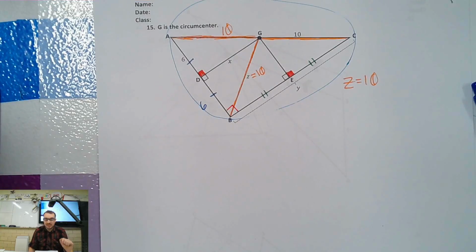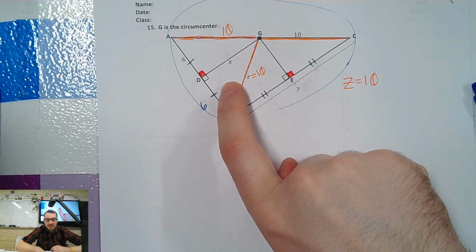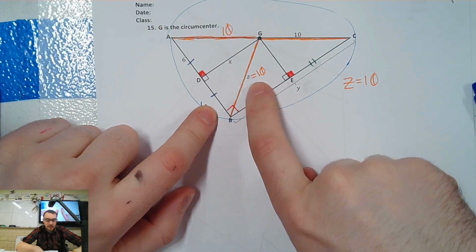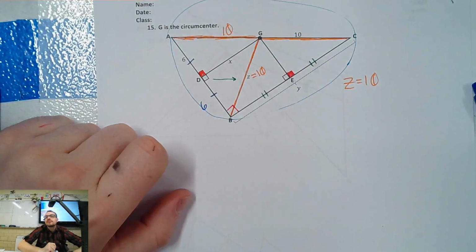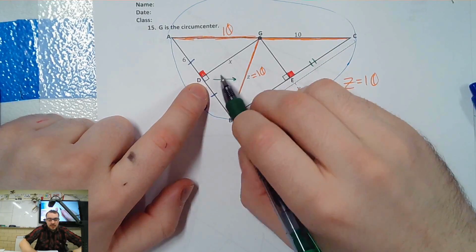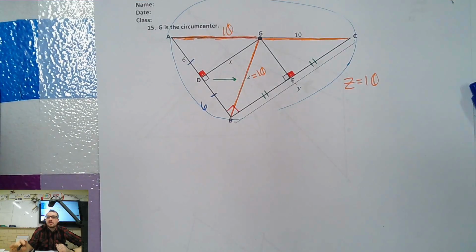Z is 10. How are we going to figure out X? Well, it's a right triangle, isn't it? Don't I know one of the legs and the hypotenuse? How do I know that's the hypotenuse? Because it's across from the 90, right? So I know the hypotenuse and a leg. How can I figure out the other leg? Yeah. Most famous theorem in all of mathematics. Something you can do with right triangles?